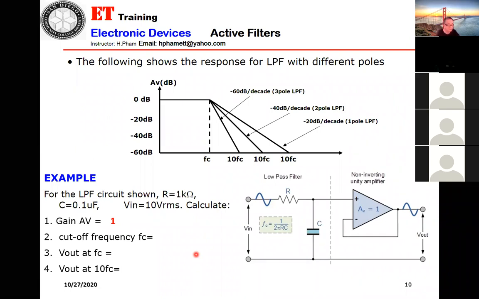It's 1 over 2 pi times 1K times 0.1 microfarad. 1.591. I had 1.57. Okay. If you're not doing your calculation, copy it. And you have to do some time.